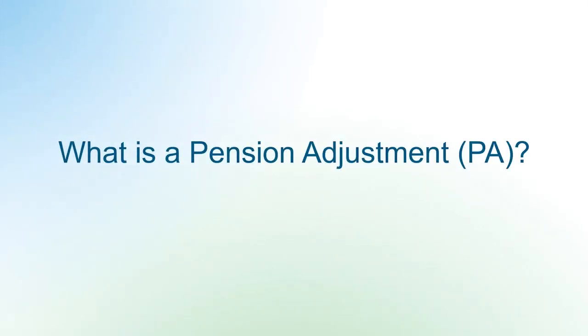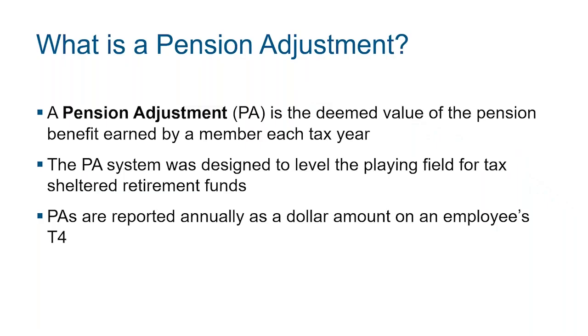Thank you, Bill. What is pension adjustment? A pension adjustment is used to determine the deemed value of the pension earned by a member in a registered pension plan each year. The PA system was designed to level the playing field for tax shelter retirement funds between Canadians that have access to employer-sponsored pension plans and those that don't and who may have to save for retirement through a more traditional RSP account. This takes into account the full value of the pension a member has earned that year as opposed to just the contribution amount.